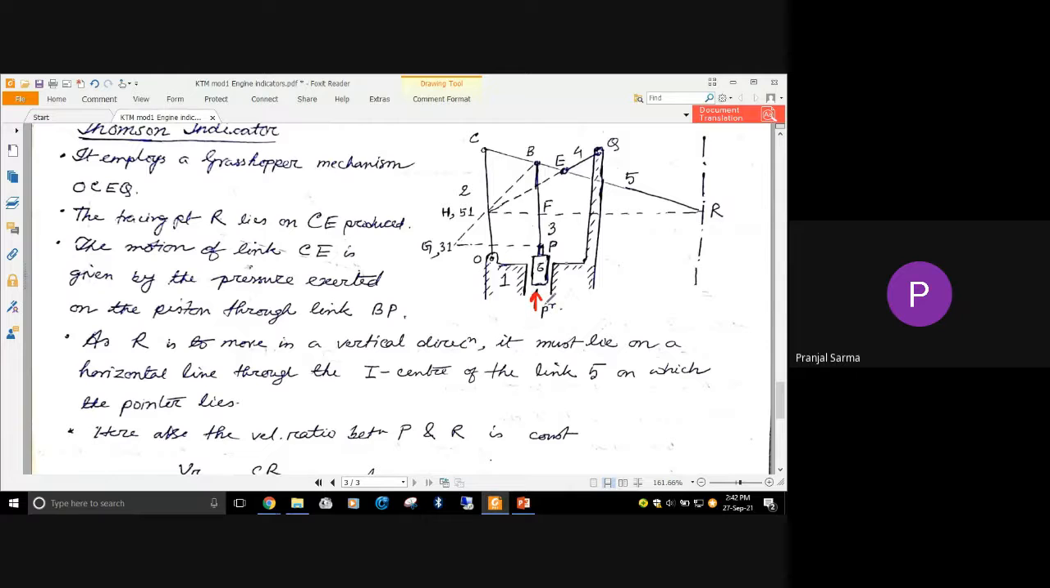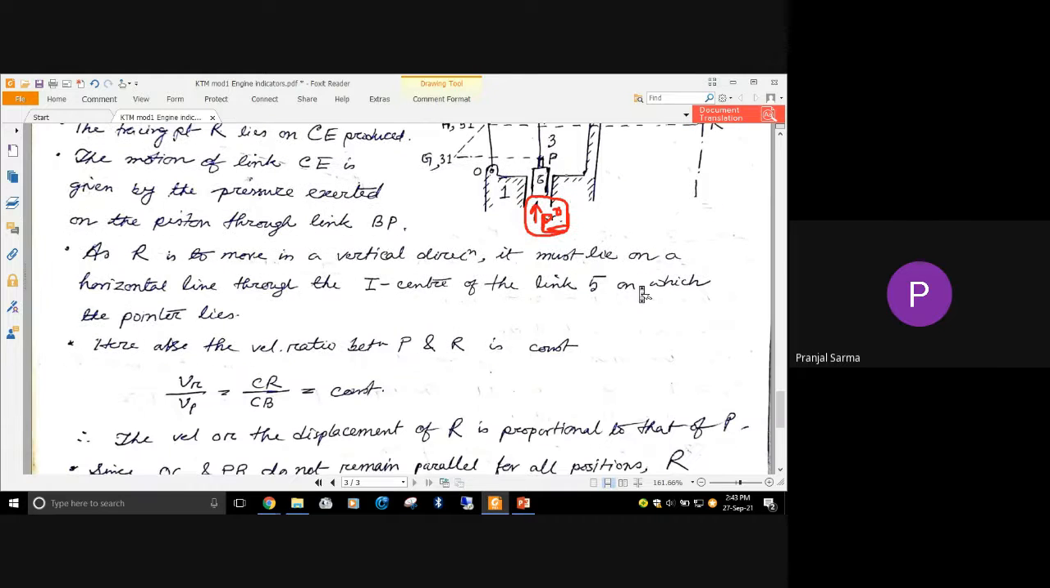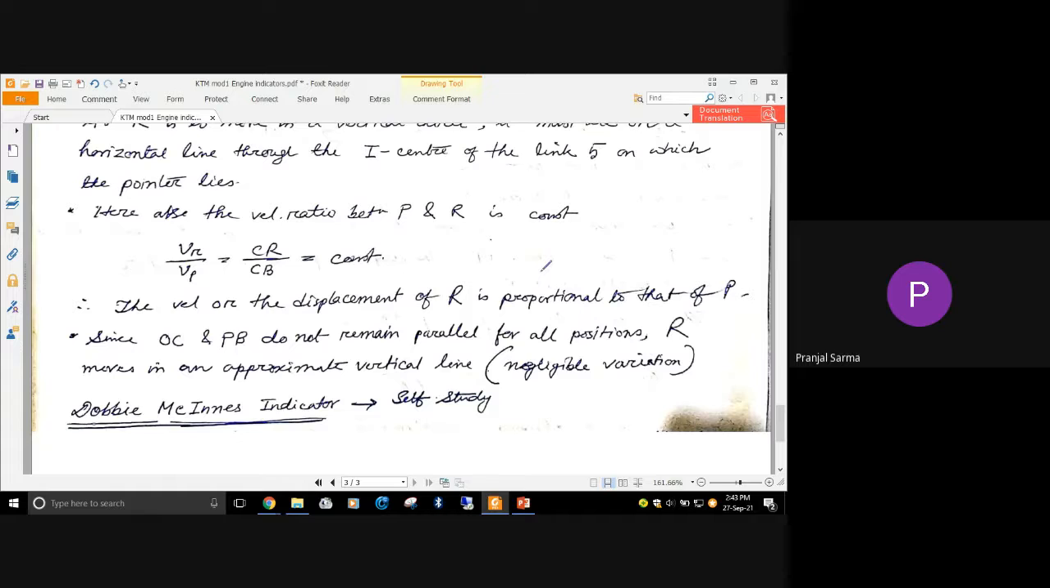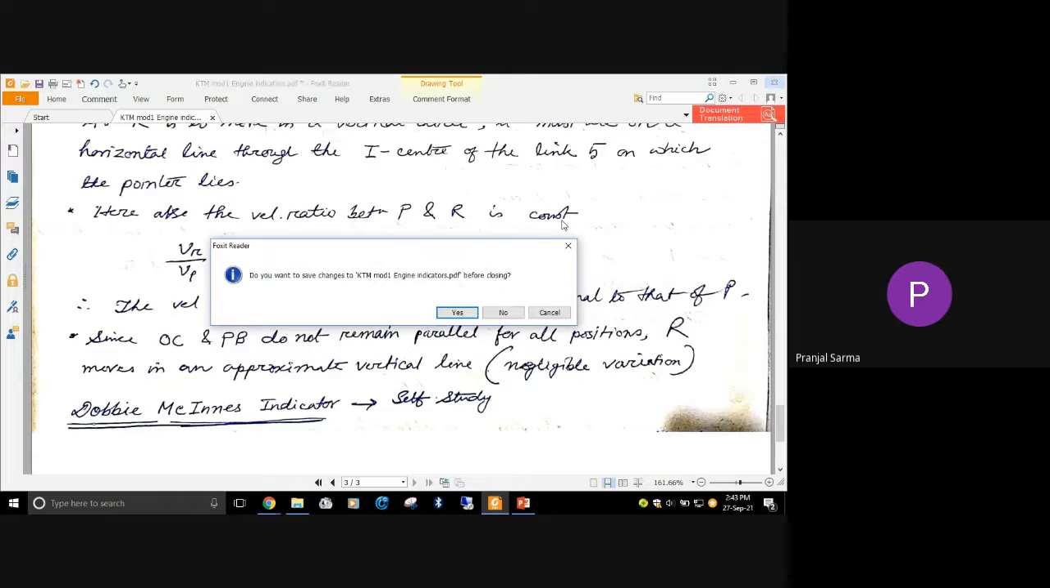Ultimately, the original engine side pressure will be communicated to the smaller piston side, and thus whatever displaced motion we get, we replicate in an endless fashion, and that particular measure we take. So I hope that's clear.